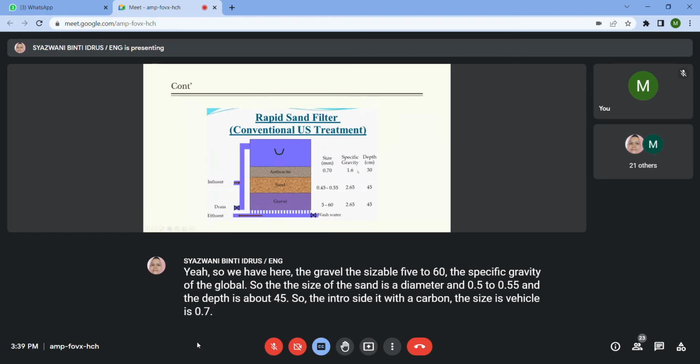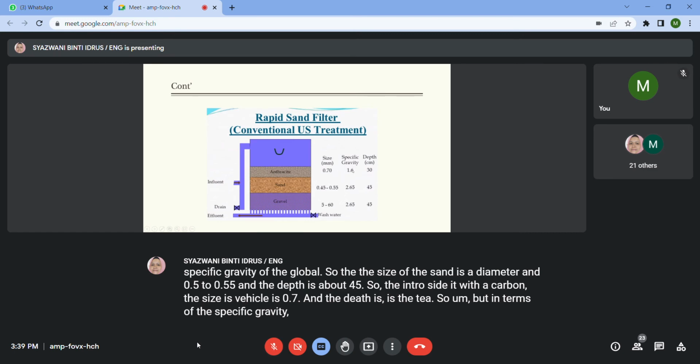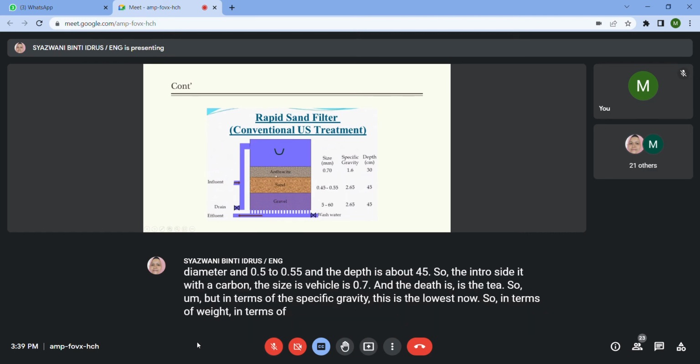The anthracite, the activated carbon, the size is bigger, 0.7. The depth is 30. But in terms of the specific gravity, this is the lowest lah. So in terms of weight, anthracite is the lightest one.